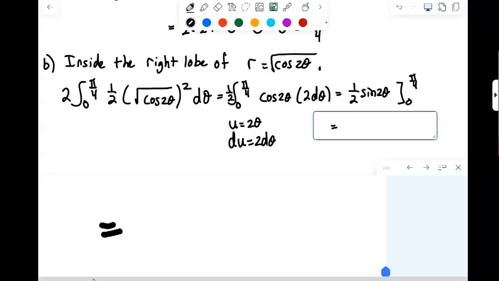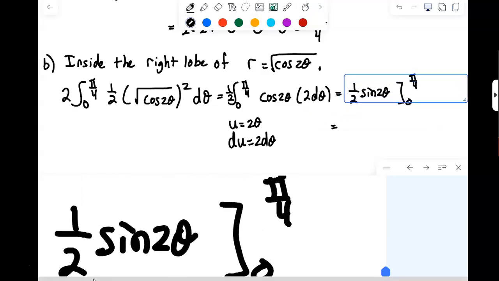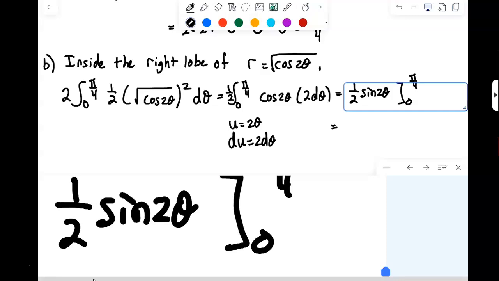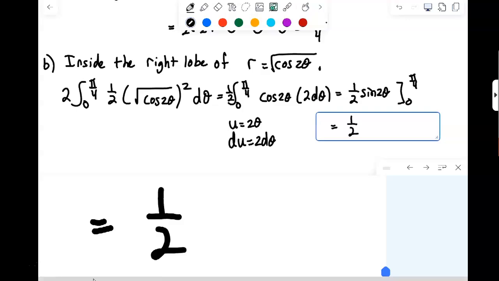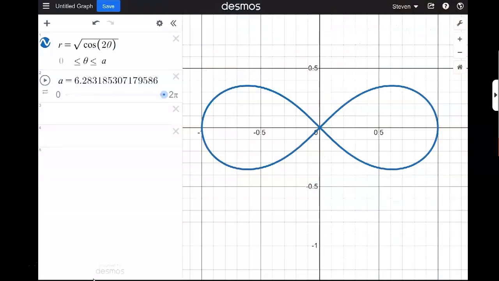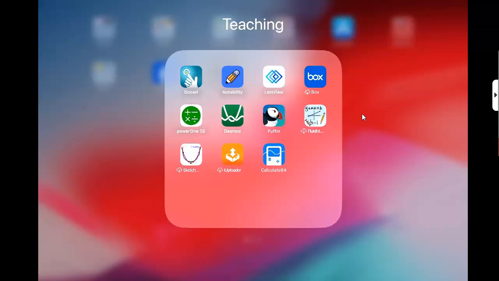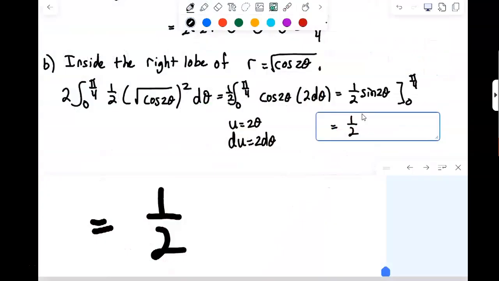And when you evaluate that, twice pi over 4 is pi over 2. Sine of pi over 2 is 1, so that would just be 1/2. Sine of 0 is 0, so that's minus 0, so the whole thing is 1/2. So the area of that right lobe is 1/2. Of course, by symmetry, the area of the left lobe would also be 1/2. So the area inside my infinity symbol here is 1, if that's what we were being asked about. But we were just asked about the right lobe, so the area is 1/2.